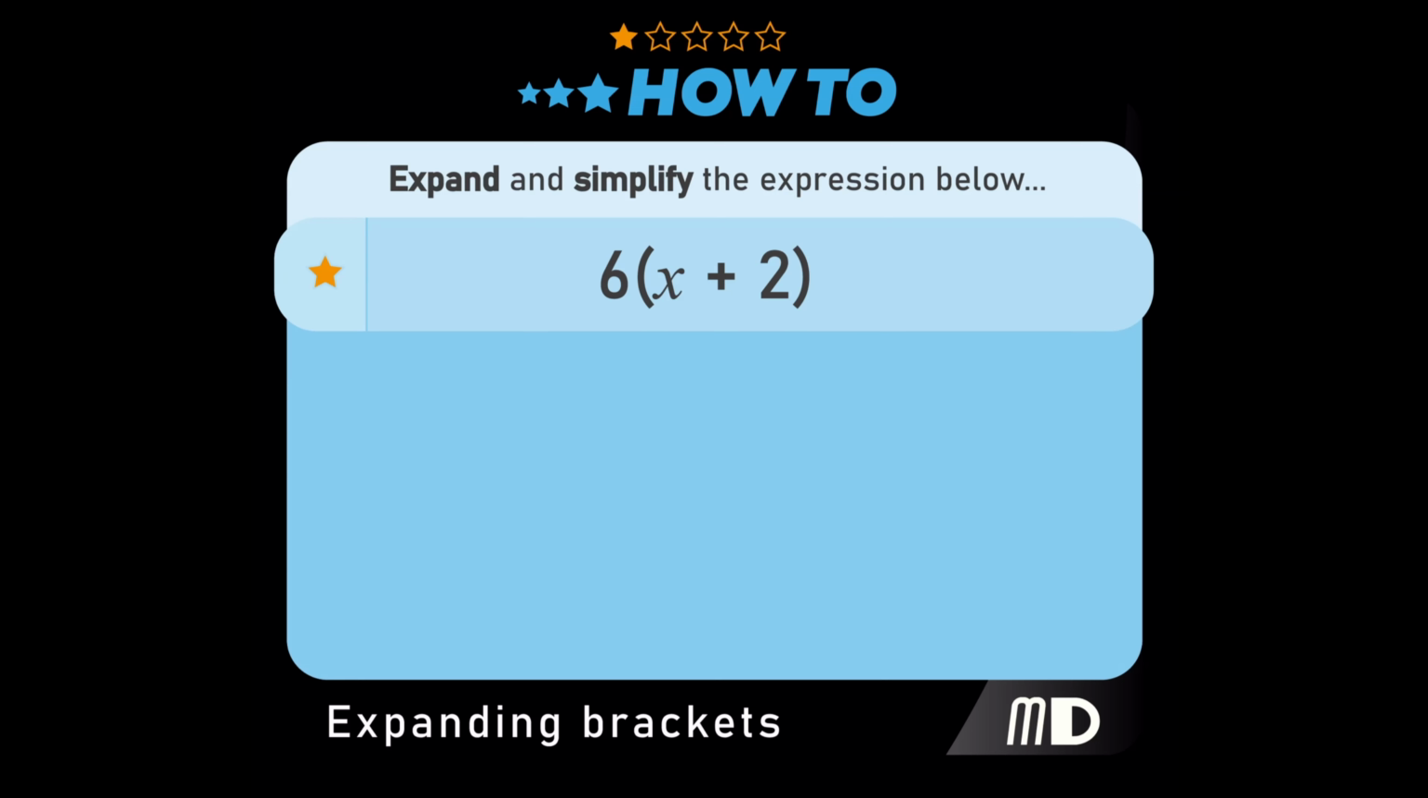Six multiplied by x plus 2 is expanded by multiplying 6 by every term inside the bracket. 6 multiplied by x is 6x. 6 multiplied by 2 is 12. The expanded expression is therefore 6x plus 12.